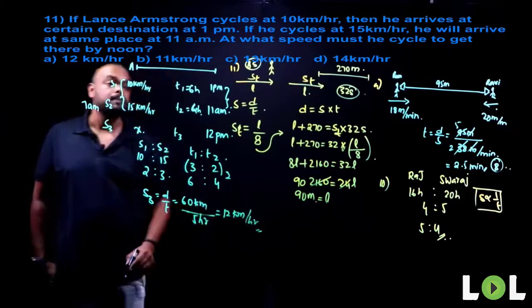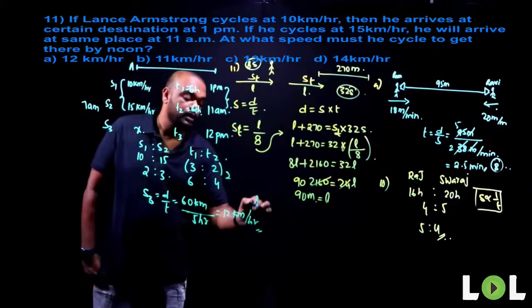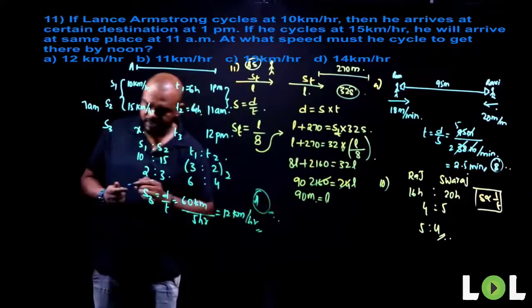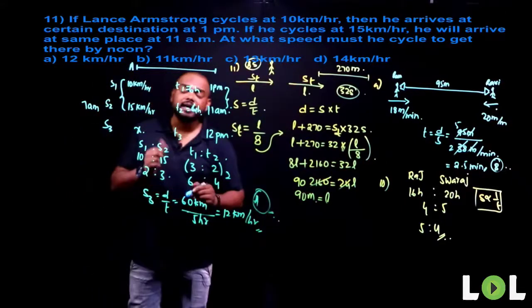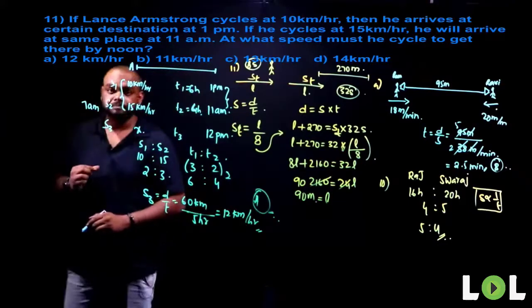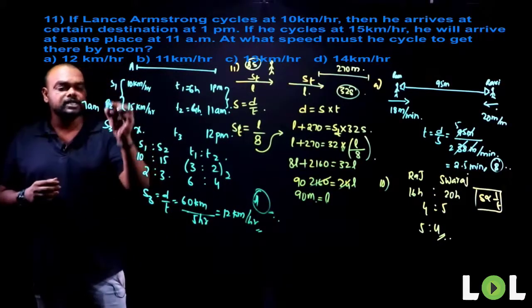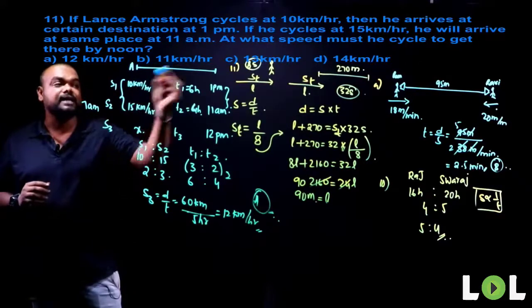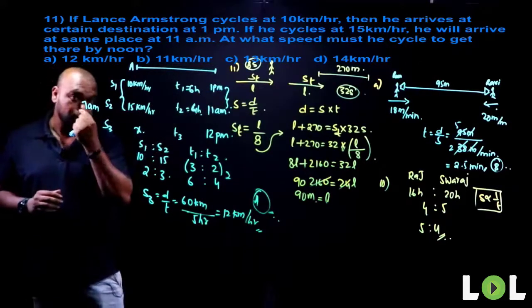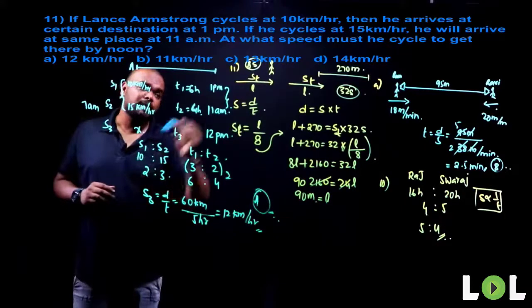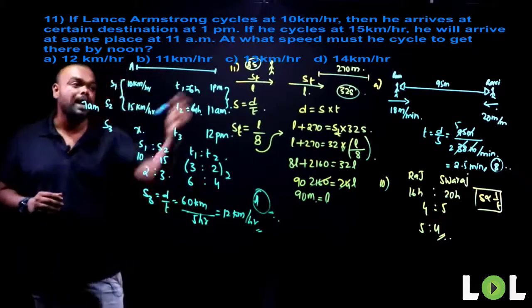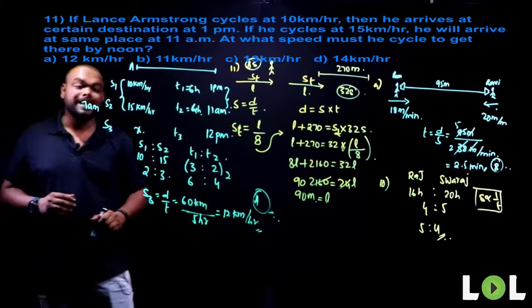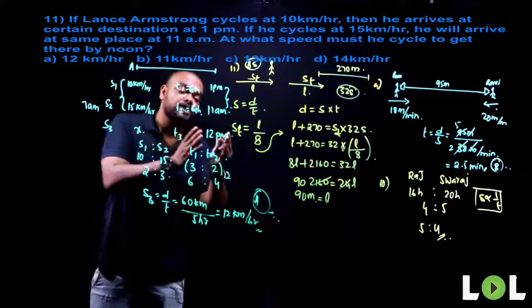Check, do we have the option? Yeah. I am repeating this problem one more time. Observe this carefully. It is slightly confusing for the students, okay? See, S1, S2, S3, three speeds are there. The first speed is 10 km per hour. If we travel at 10 km per hour, he will reach at 1 p.m. Now if we travel at 15 km per hour, he will reach at 11 a.m., 2 hours before this. Now at what speed must he travel in order to reach at 12 p.m.?